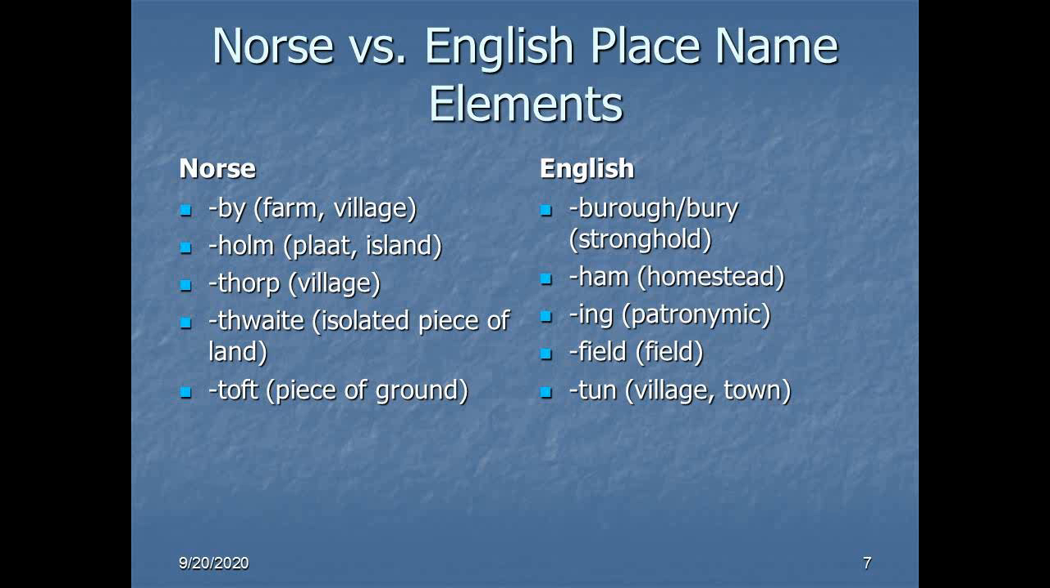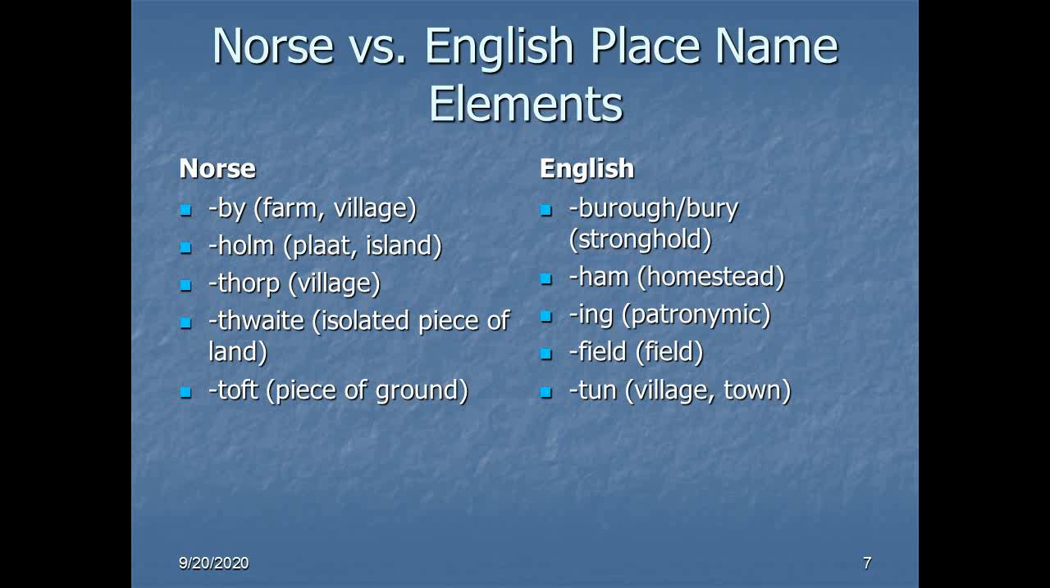For example, I have a lot of family in a place in Ontario called Grimsby. Well, Grimsby is a wonderful Norse name. Of course, it's named after Grimsby in England. And by is just village or farm. Grim is a Norse name, so what it means is Grim's farm or Grim's village.